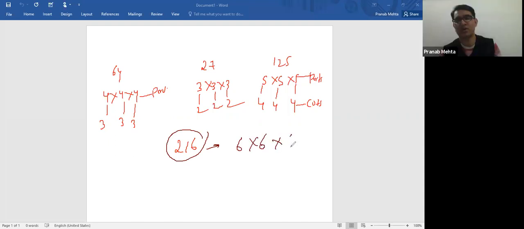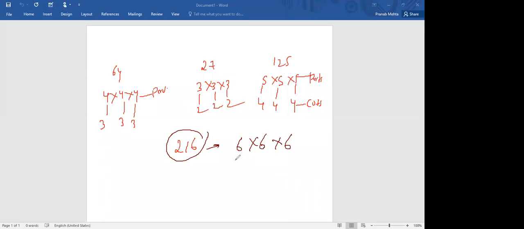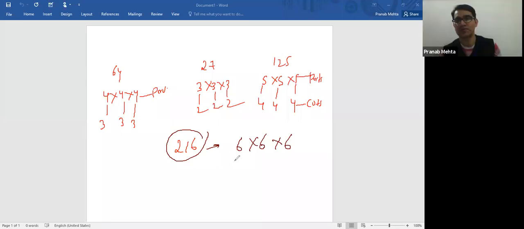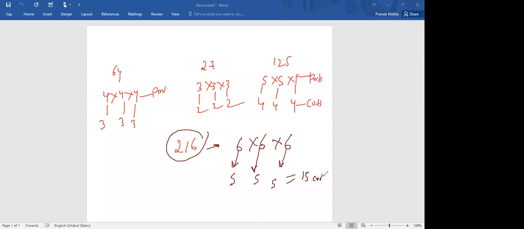You people have to learn this. You cannot say that I don't know 6 cube is 216, 7 cube is 343, 8 cube is 512. You have to remember this. So 6 cube will give me 216. So how many cuts am I going to make? 5. 5 on length, 5 on breadth, and 5 on height. So total how many cuts are we going to make? We are going to make 15 cuts.